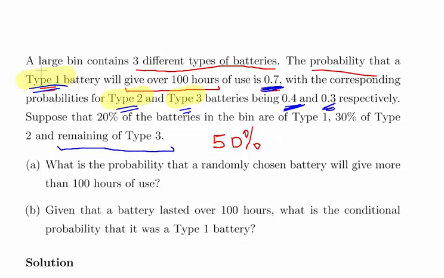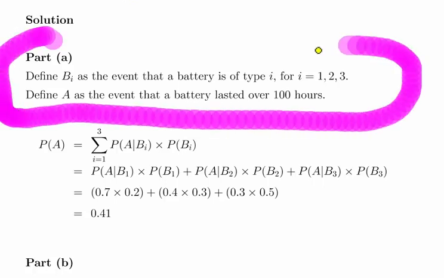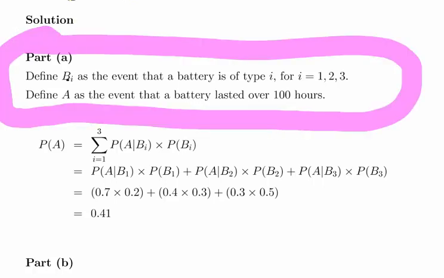So hopefully you'll be used to these sort of questions now. But essentially what I'm going to do is be a bit more advanced in terms of notation. This is an important thing to do at the start of each question. Write out what A means and what B is, or what your events are. So Bi is the event that a battery is of type i, where i is 1, 2, and 3. So B1, B2, B3. And define A as the event that a battery lasts over 100 hours.